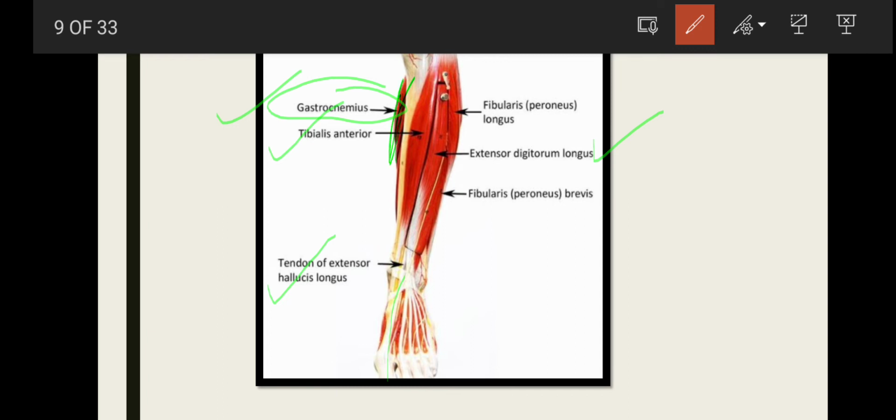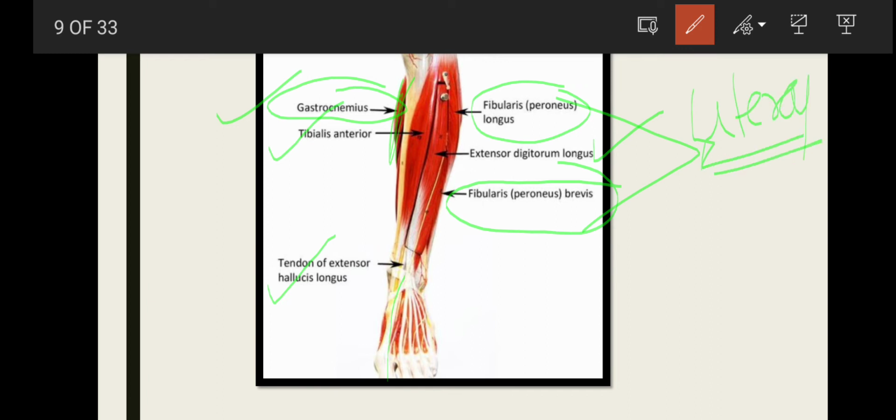Along with that there are muscles, peroneus longus and peroneus brevis, which are seen in the lateral side of the leg. Another name is fibularis longus and fibularis brevis, so it is termed with fibula. Tibia is the medial bone here, fibula is the lateral bone, just like you have radius and ulna. So fibularis longus and fibularis brevis.